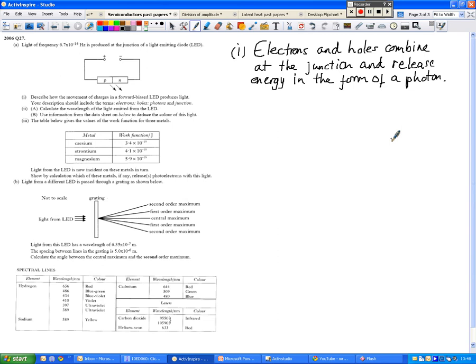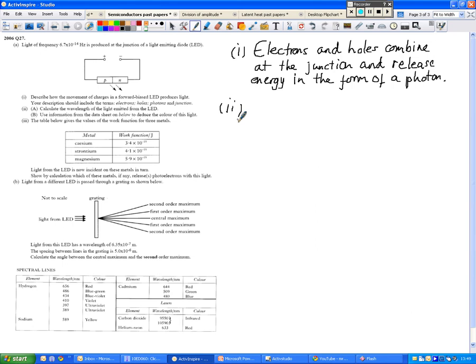So in all of these sorts of situations, it's all about electrons and holes combining. They release energy in that process, quite often as heat, but in the case of the LED, when they combine, they release light energy, and that's all to do with the position of the depletion layer in relation to the top of the semiconductor.